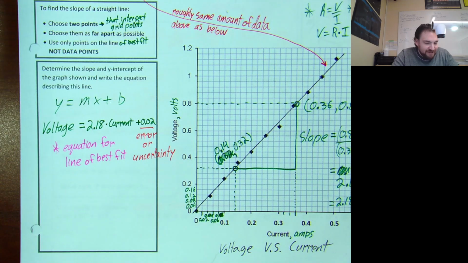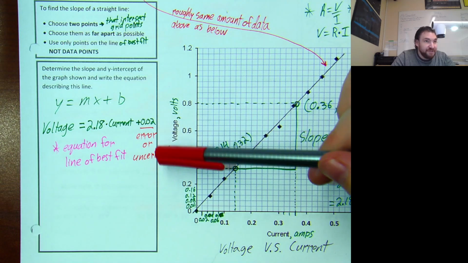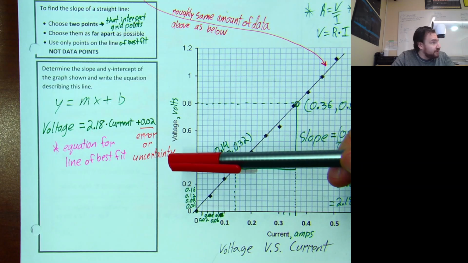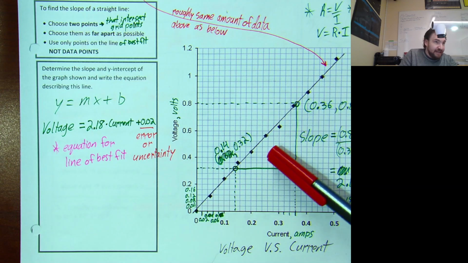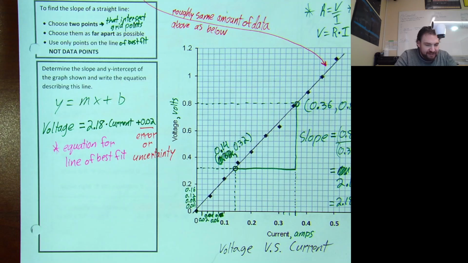Because we know that V is supposed to equal R times I. Well, now I've got V equals R times I plus a little bit. This plus 0.02 here represents the fact that the measurements we took weren't perfect. We can see that because they don't form a perfectly straight line, but we know they're supposed to be linear because it looks like they're supposed to be linear. So we approximate it with a line of best fit. We find the equation for it and we go for it.